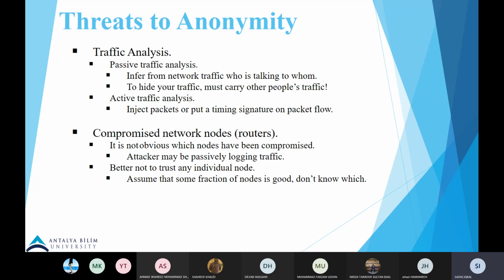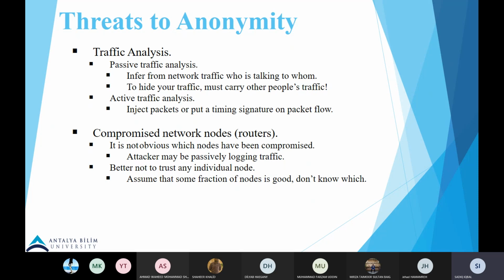The threats to anonymity. Traffic analysis, passive traffic analysis, that is inferring from network traffic who is talking to whom. And to hide your traffic, you must carry other people's traffic. You remember previously that I said that if you want to be anonymous, you cannot do that by yourself. So in order to hide your traffic, you must carry other people's traffic as well.